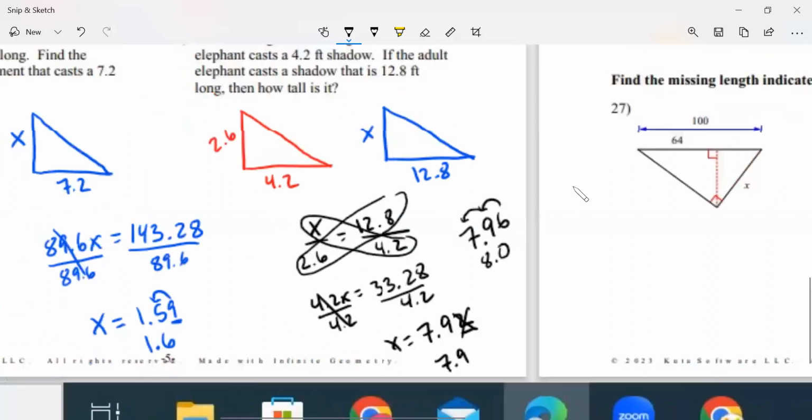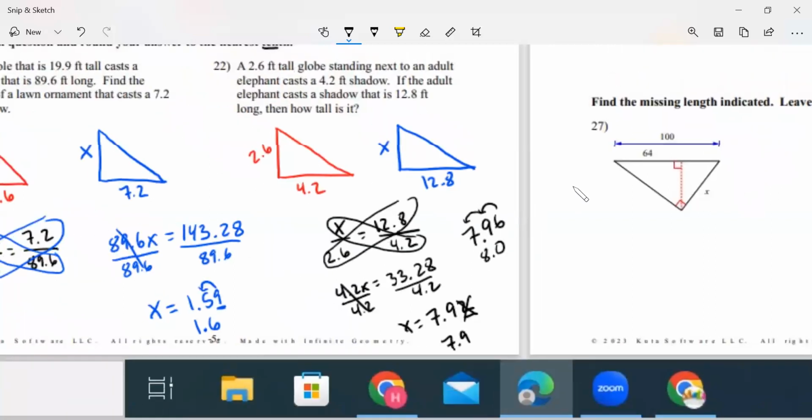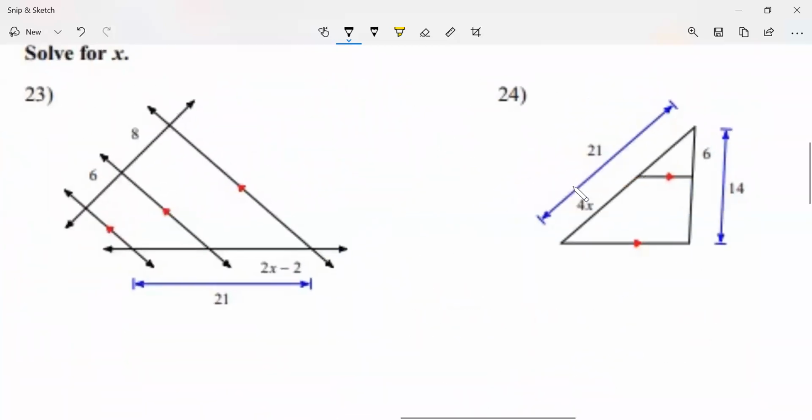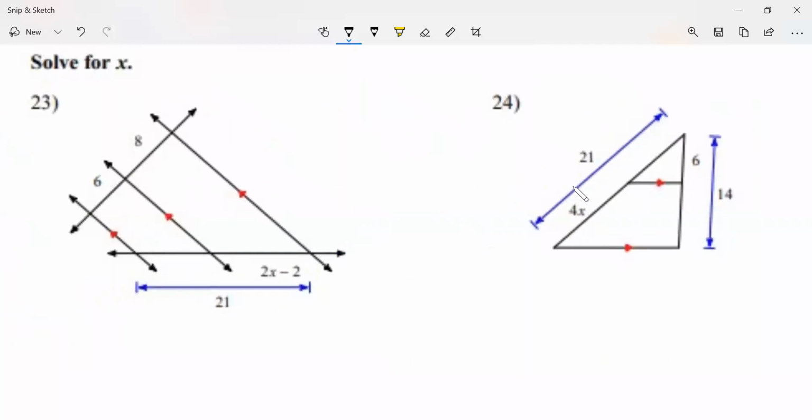Okay, so that was not bad. Looking at this, not bad. Make sure you guys know how to round this properly. Let's take a look at number 23. We're going to be looking at solving for x when I have parallel sides.